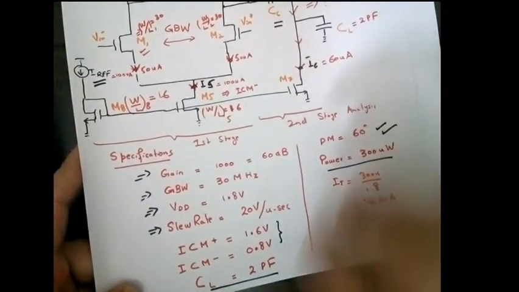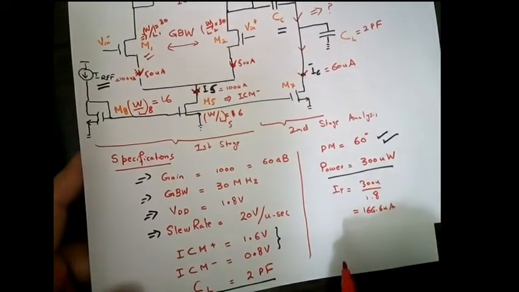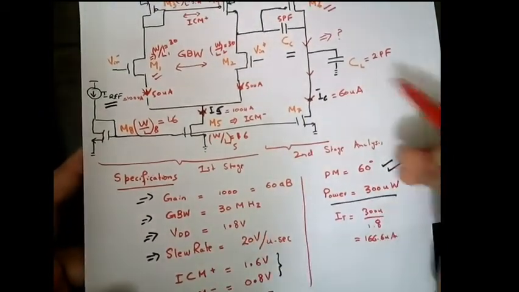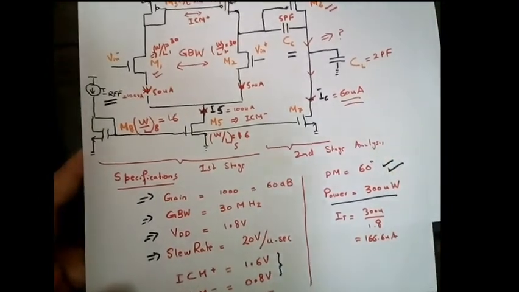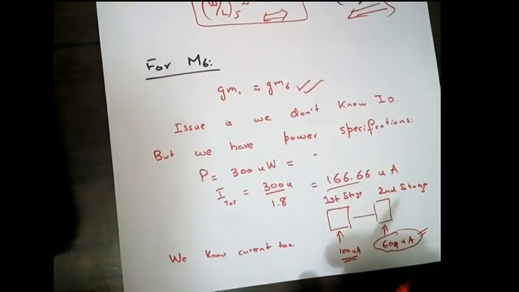60 microamps, or 66 microamps in reality, will be flowing from the second branch, but we are taking 60 microamps to ensure the design specifications are met. So we are using 60 microamps here. Now when we know the current flowing through this point and the value of GM, we can easily find the width and length ratio of M6. How can we find it?